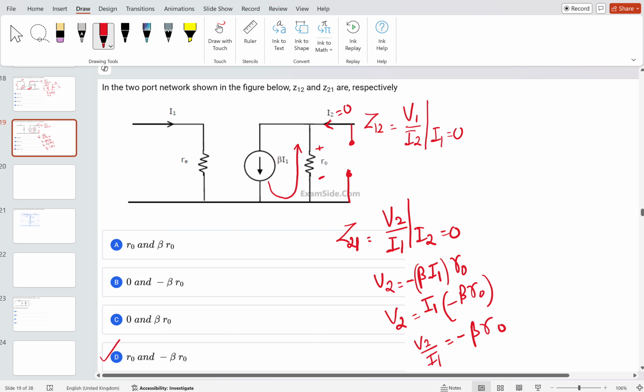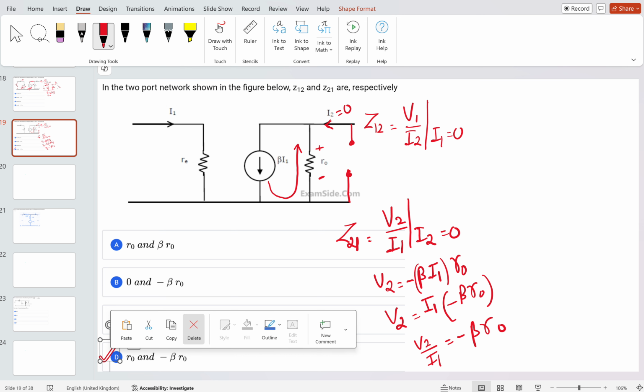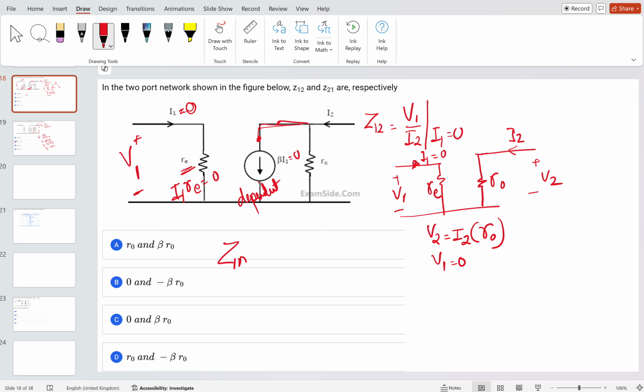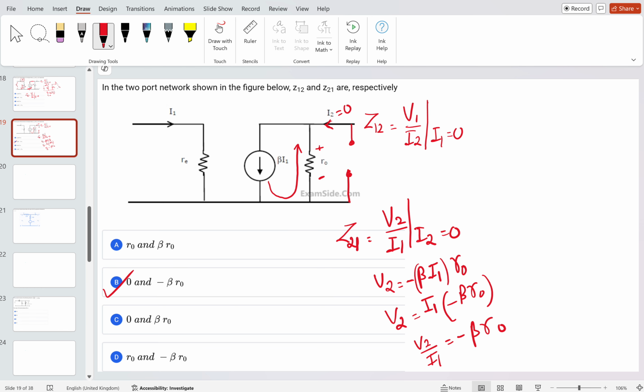So what will be the correct answer? The correct answer will be option B. Any doubt in this? Because Z12 which we have solved here is simply V1 by I2 at I1 is equal to 0. If you are keeping I1 equal to 0, the voltage which is appearing across the RE will become 0. It means that V1 will also become 0. Any doubt in this? Okay, so option B is correct.